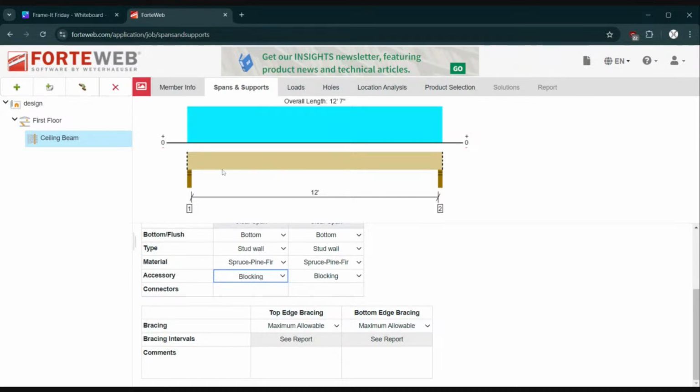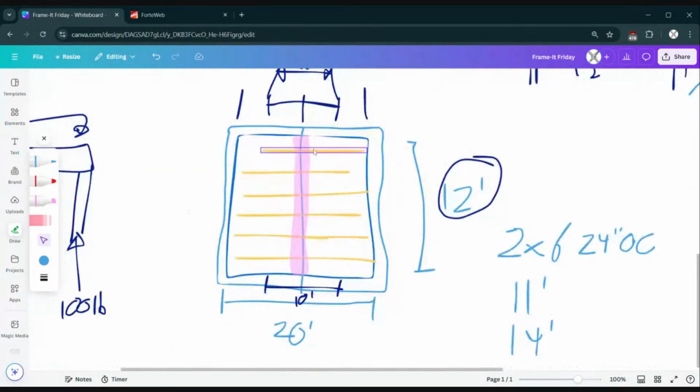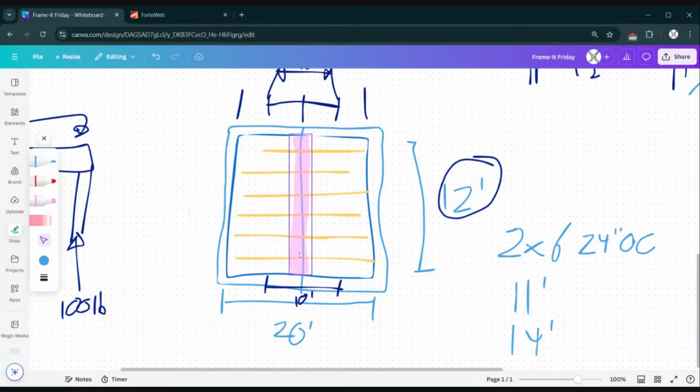So what you've got to think about is that all the way along this, we've got ceiling joists that are either joist hangered in or something. They're connected to the bottom of the beam. So all the way down, if our spacing is 24 inches on center, then we're good.